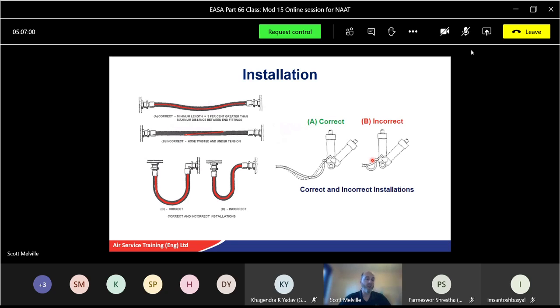Most hoses are on condition. They will work until they need to be replaced. But certain hoses will have a serial number. If it's got a serial number, that means it's lifed. It's got to come off at a certain point, usually anyway.